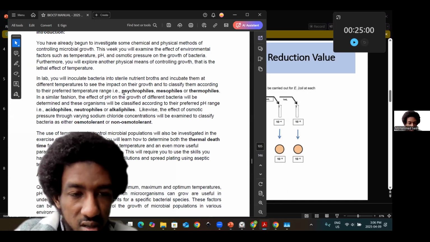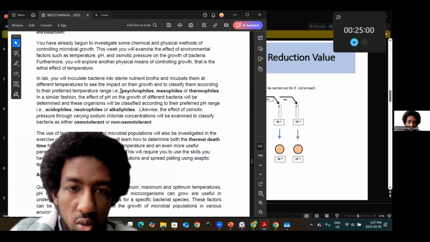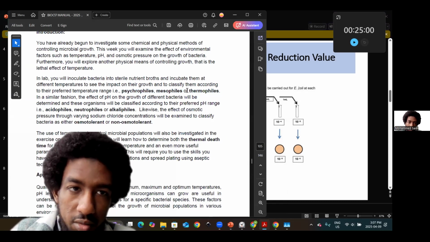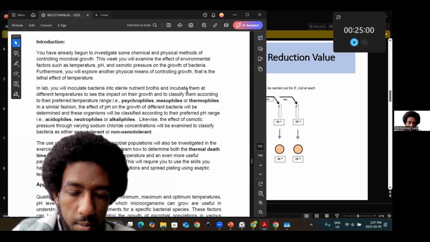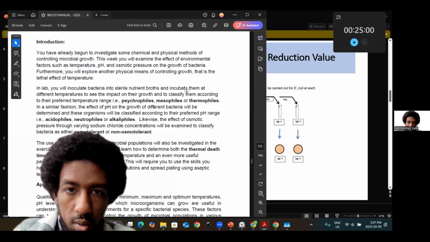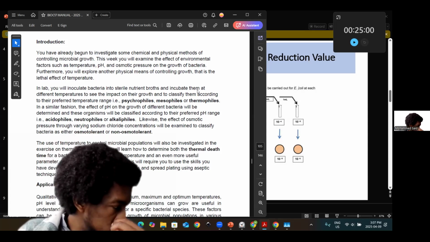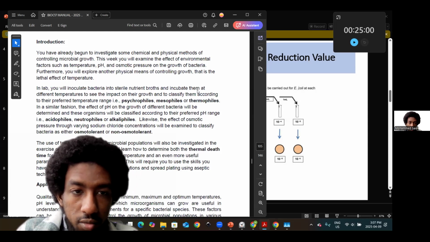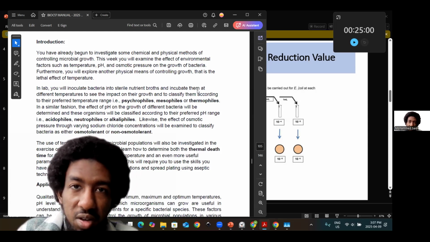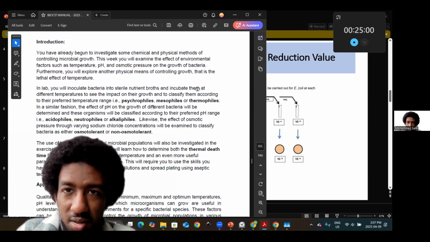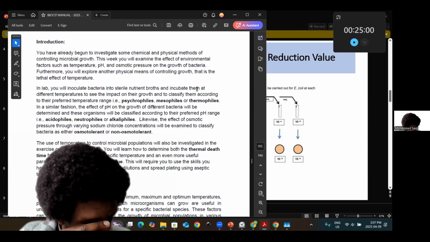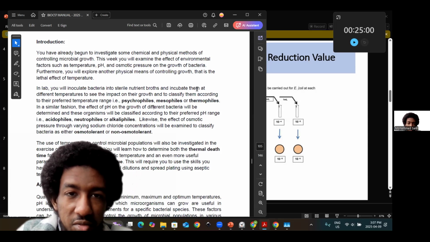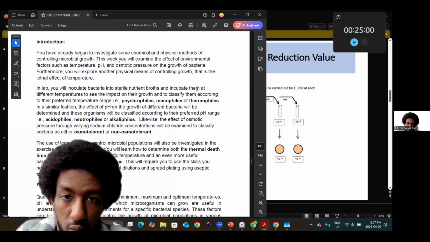And so, like what I talked about before, even though I mentioned mesophiles, maybe just to clarify for you guys, the different classifications. You have the different classifications of bacteria across the different thermal conditions, right?